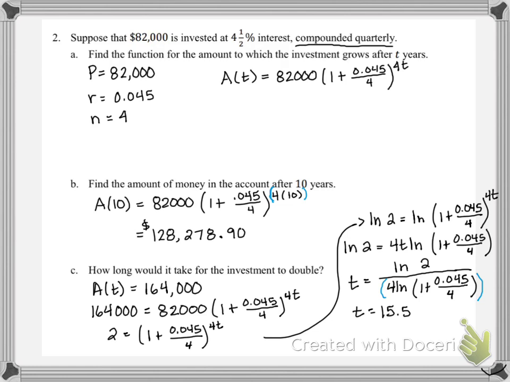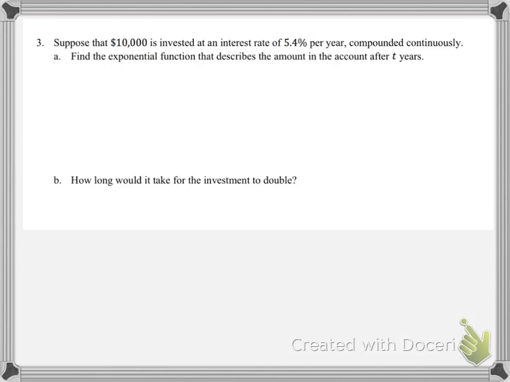Okay, so let's do a continuous one. So we invested $10,000 at an interest rate of 5.4% per year, and it is compounded continuously. So when I look at the word compounded, I see continuously rather than monthly, daily, annually, or anything like that. And that's what tells me to use the continuous compounding formula, which is A of t equals PE to the RT.